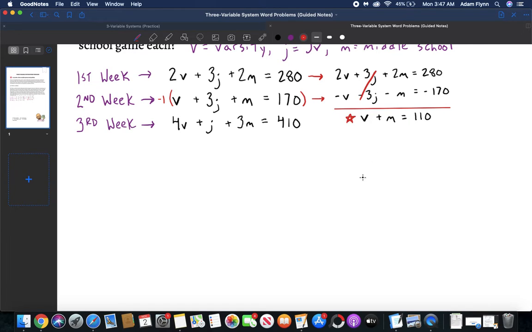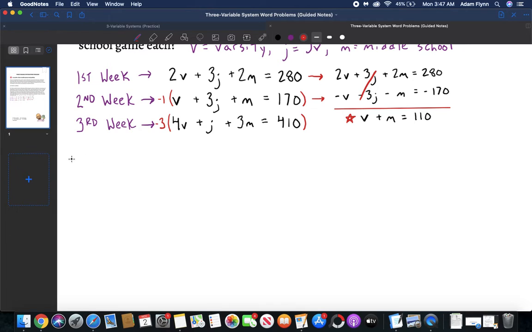This is going to be one of the equations that I'm going to hold on to for later, one of the equations that is part of my two variable system. Because I eliminated j using the first and second week equations, I need to also eliminate j so I have another two variable equation in terms of v and m. Then I will be able to solve that two variable system. So to do that, I am going to multiply my bottom equation, or scale it, by -3. And I'm going to use the top equation and the bottom equation.